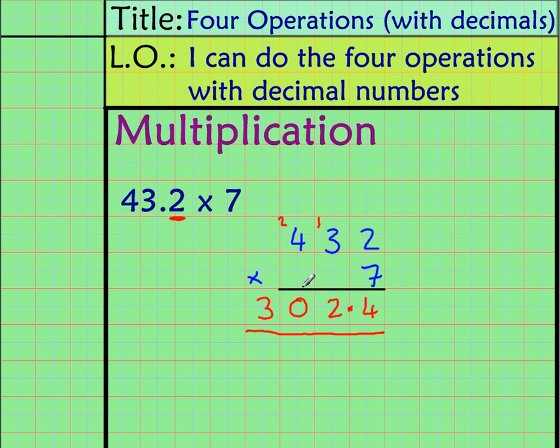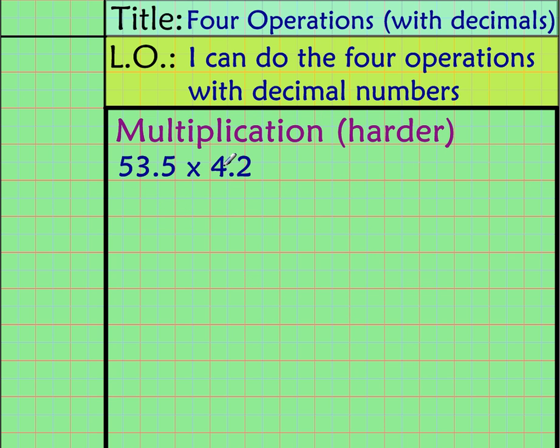302.4, and that sounds a bit more sensible, okay? So once I've done my normal calculation, then I put the decimal point in, depending on how many decimal places there were in the whole question. So let's have a look at a slightly harder one, this one here, okay?